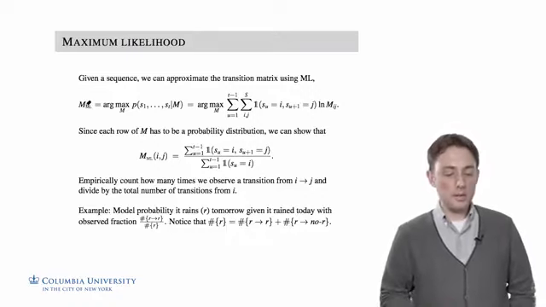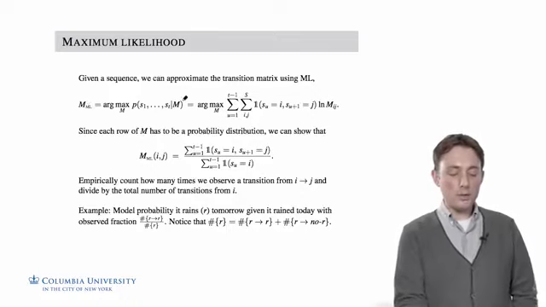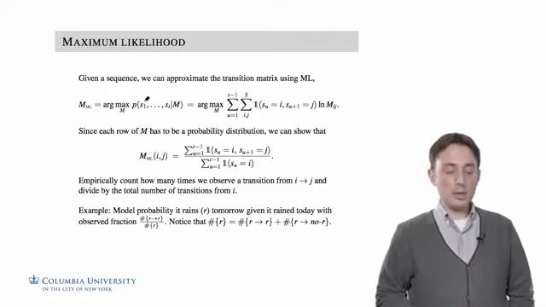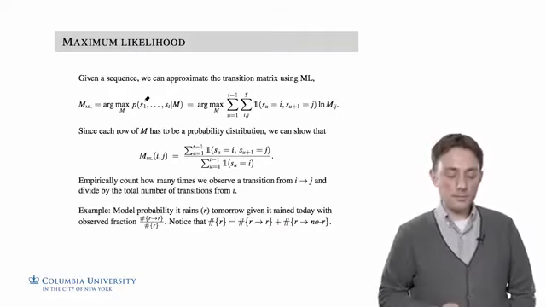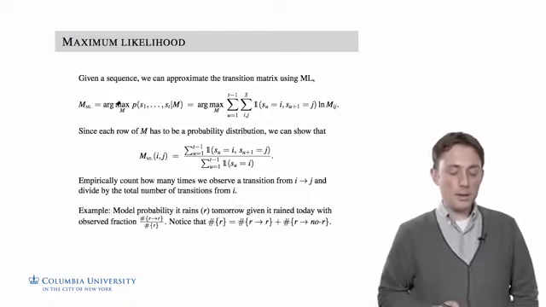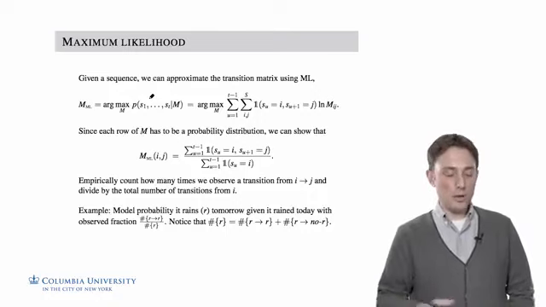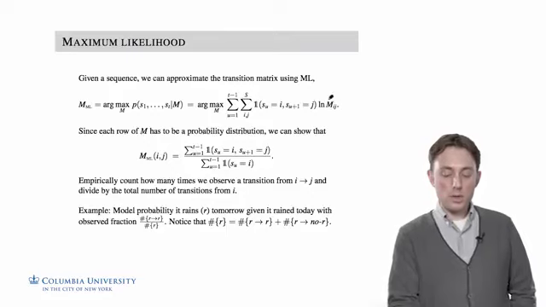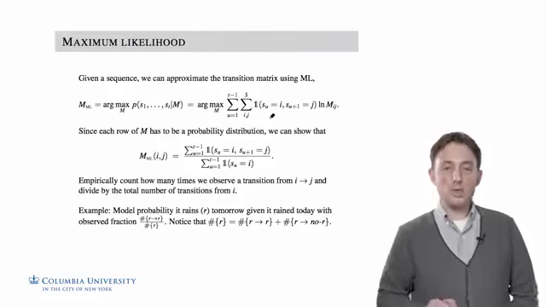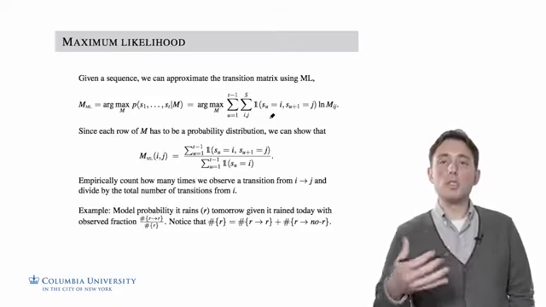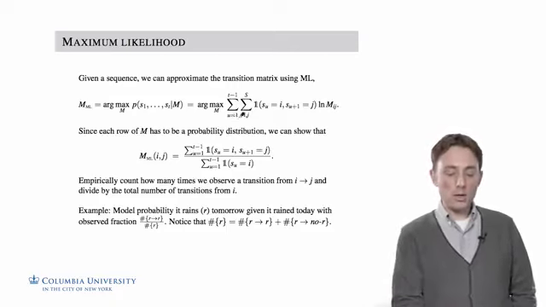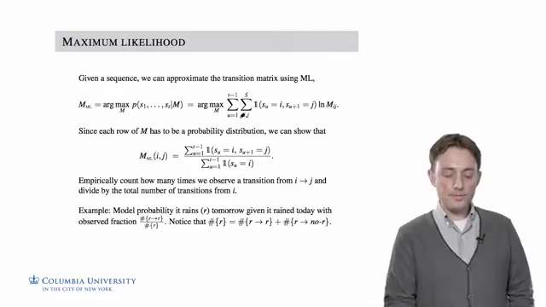So let's look at a simple maximum likelihood. It's very intuitive. What we want to do is find the transition matrix M that maximizes the probability of an observed sequence. And we know that we can represent this by taking the log of this likelihood and maximizing over M. And given the Markov assumption, what that amounts to is maximizing over a sum of every single transition's likelihood. So here we're summing over every single transition.